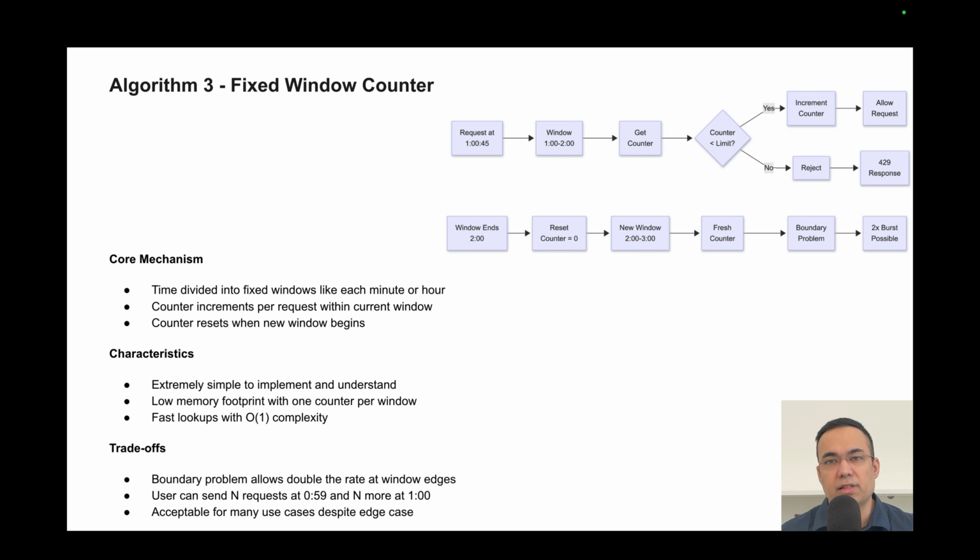The key takeaway is that fixed window counter is a good starting point for simple use cases. If your clients are well behaved and you do not need strict enforcement, this algorithm's simplicity can be ideal. But if you need to prevent boundary exploitation, consider the sliding window algorithms.